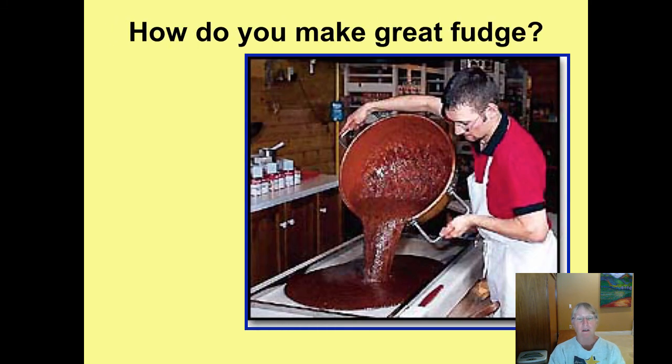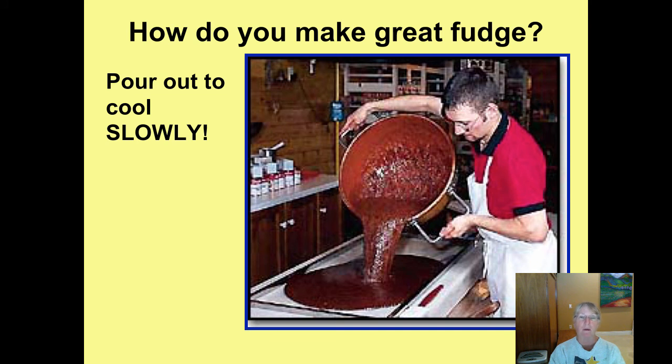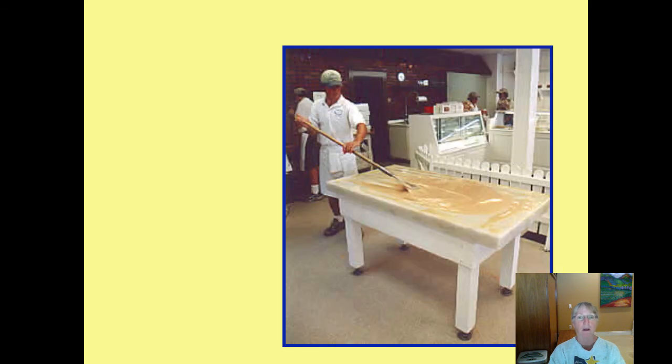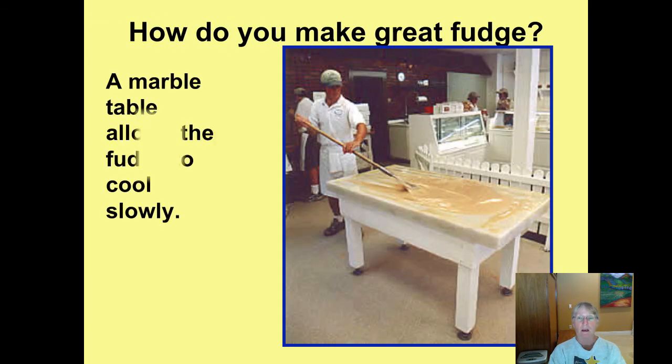Then what you need to do is to cool the fudge very, very slowly. If you cool it too fast, the supersaturated sugar solution will come back out and it won't work. But if you cool it slowly on a marble slab like you see here, you'll be able to keep that solution supersaturated. Here they're stirring what looks like divinity fudge.